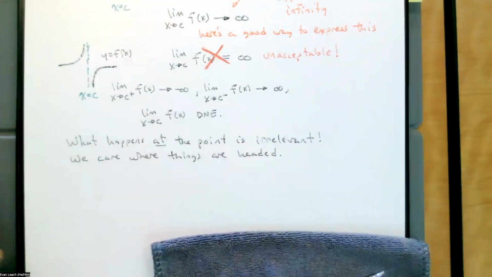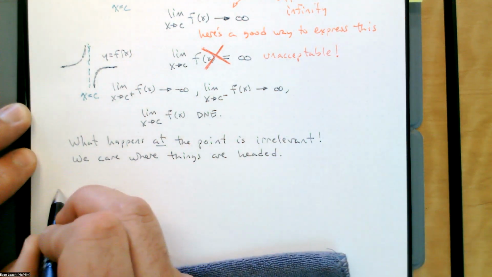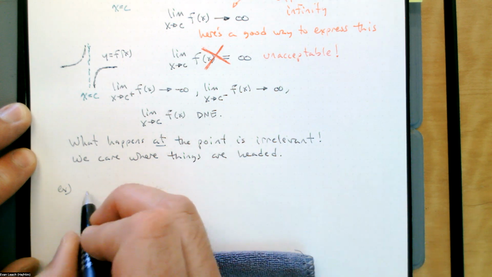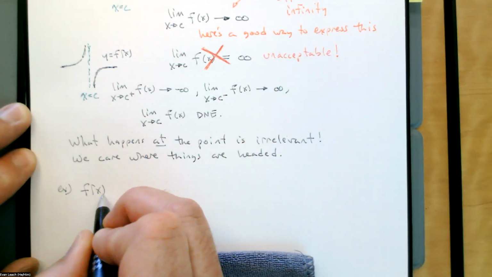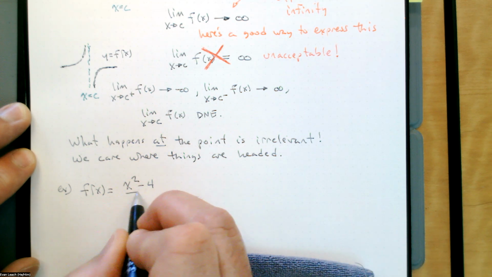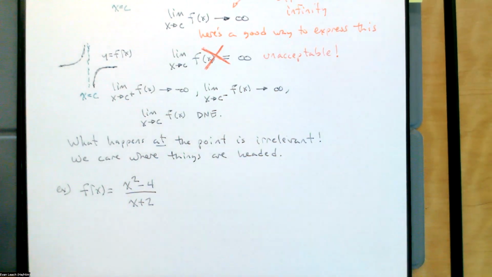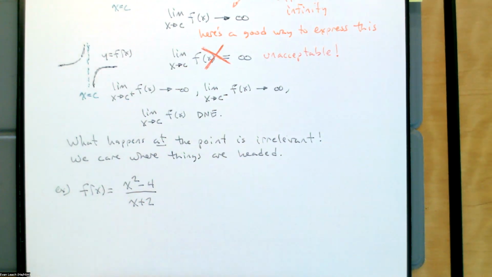We care where things are headed, not what happens when they get there. We don't care about the outcome. We just care about the approach. For example, for the function x squared minus 4 over x plus 2, that's actually not what I said.